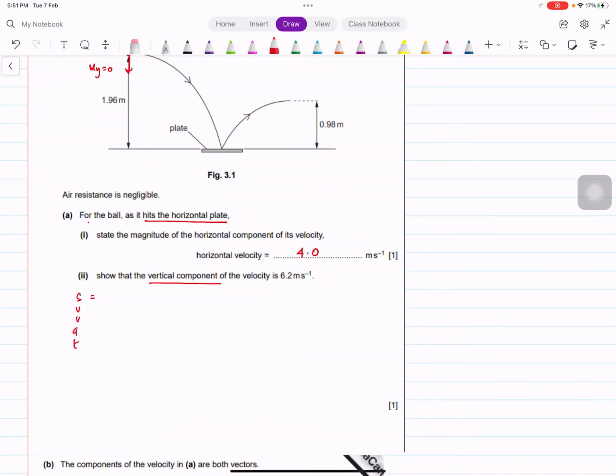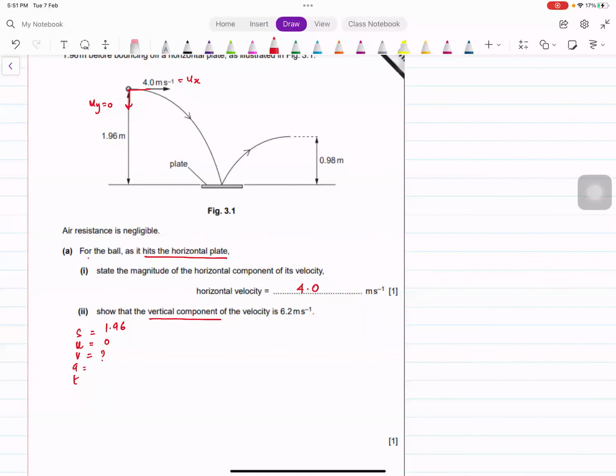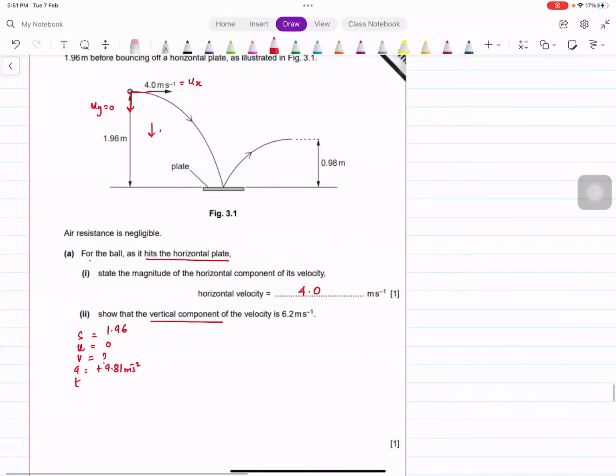The vertical displacement is 1.96. The initial velocity is 0 because it was thrown horizontally. The final velocity I have to find, and that's what I need. Acceleration, should I take it positive or negative? Positive, and the reason is because it's falling downwards, because the velocity is moving that way. Yes, so velocity and acceleration are in a similar direction.